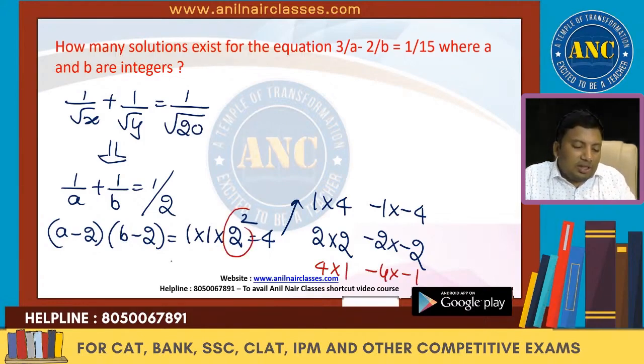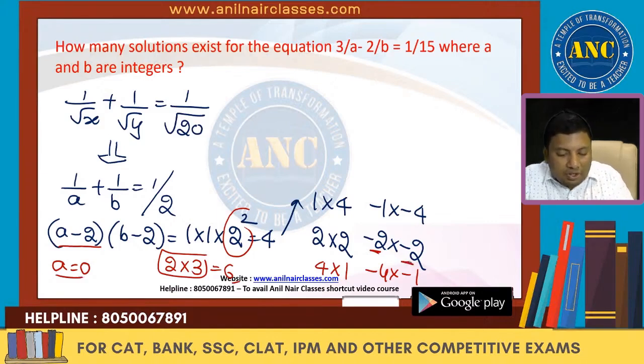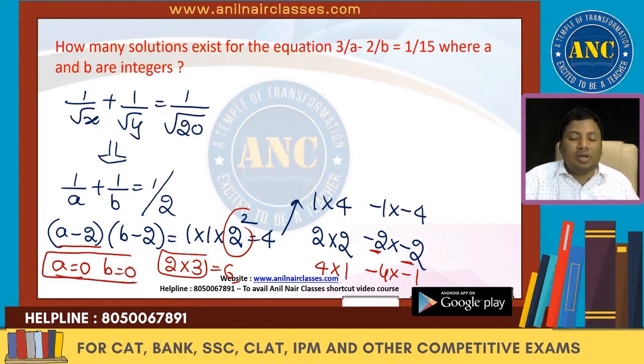2 square is nothing but 2 into the number of factors. 2 into 3, it is nothing but 6. If A minus 2 is minus 2, the A value will be 0. This case we should not take. B minus 2 is minus 2, so the B value is 0. A is 0, B is 0. This case we cannot take. This case we cannot take.